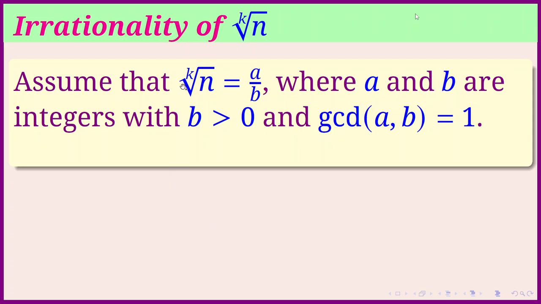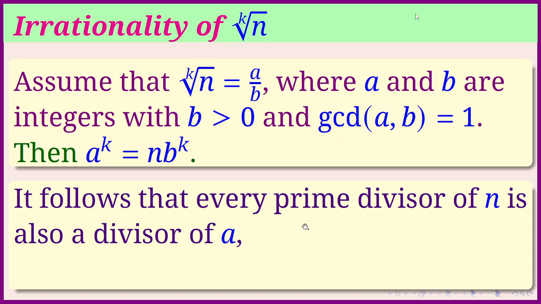Assume that kth root of n is a rational number in its lowest form. Call it a by b. Then, if you raise both sides to the power k and bring b to the power k on top here, we will get this equation: a to the power k equal to n times b to the power k.